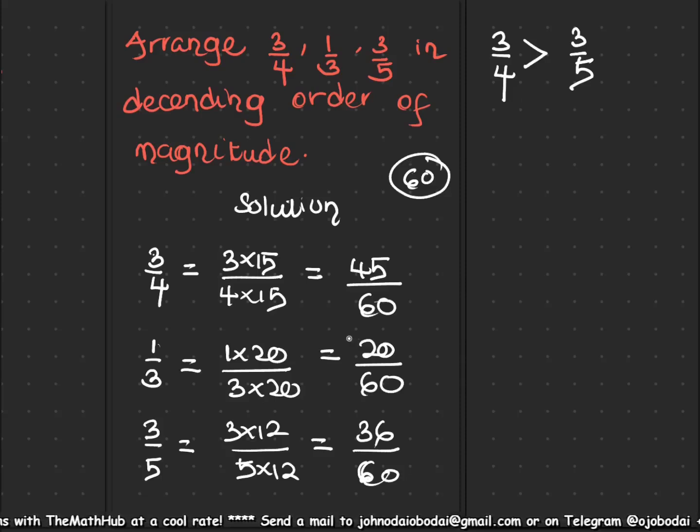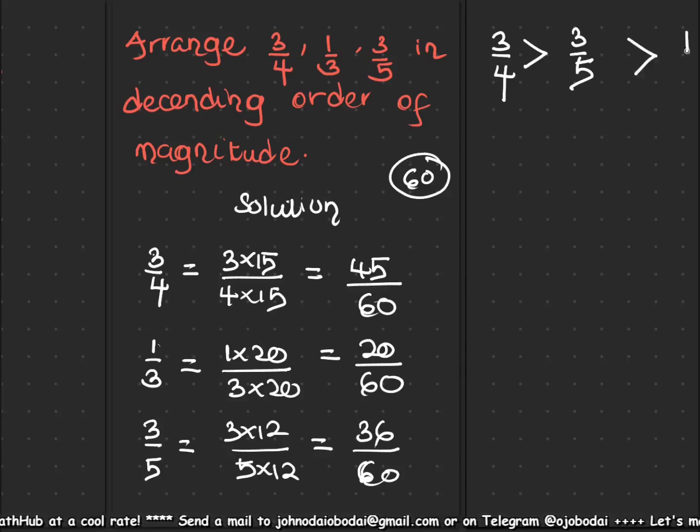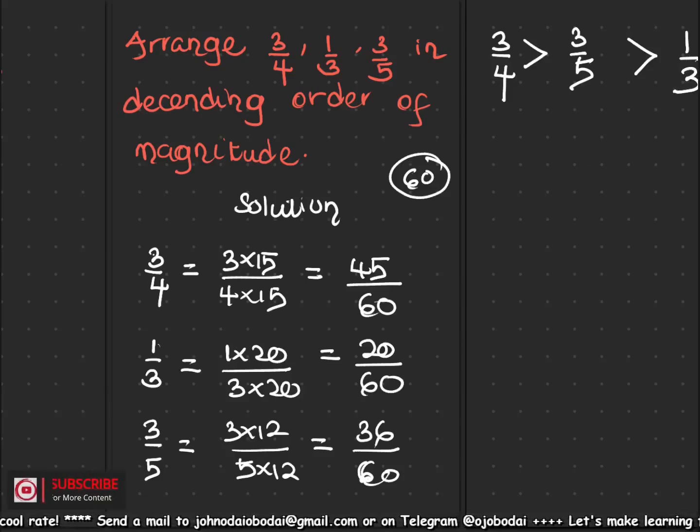Then the very last one, which is 1 over 3. So that is also greater than 1 over 3. So basically, this is how we change fractions to equivalent forms and arrange them.